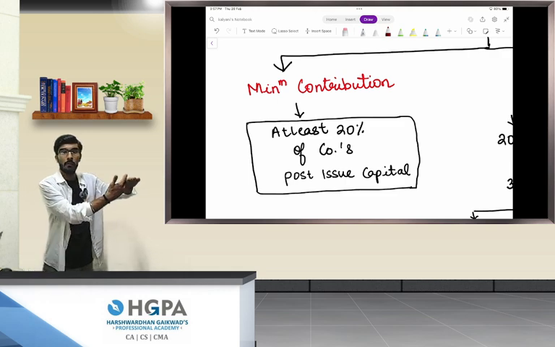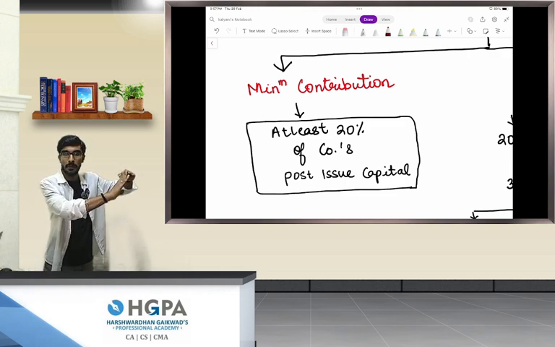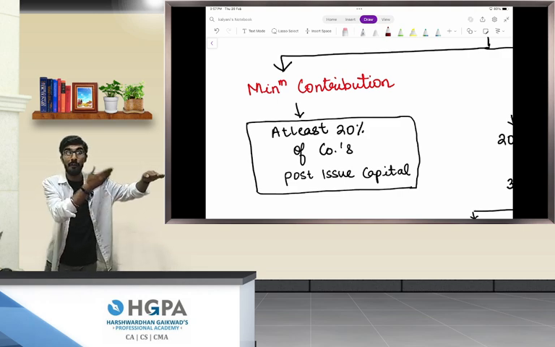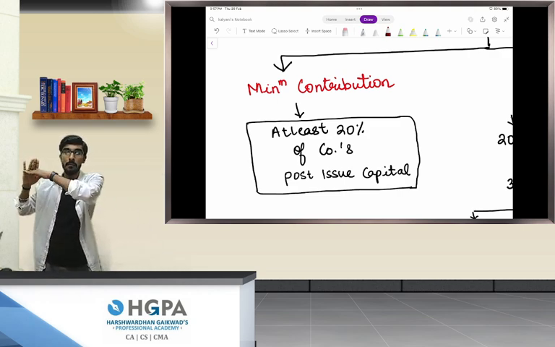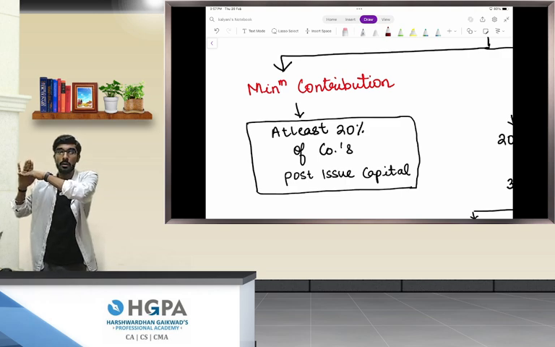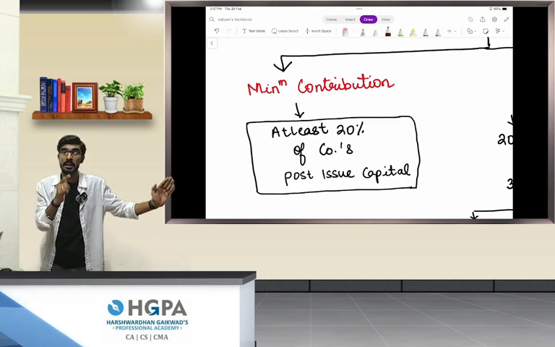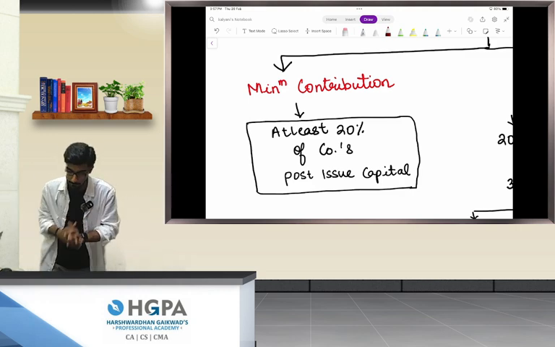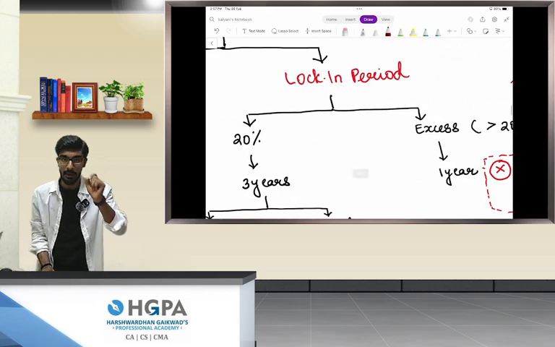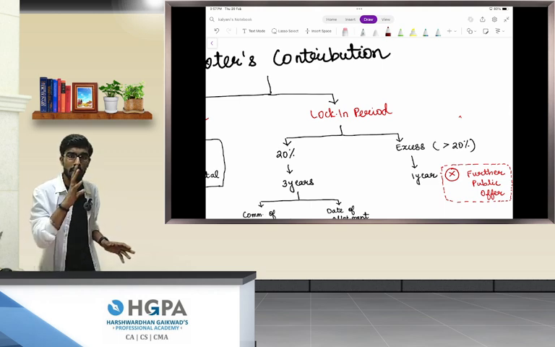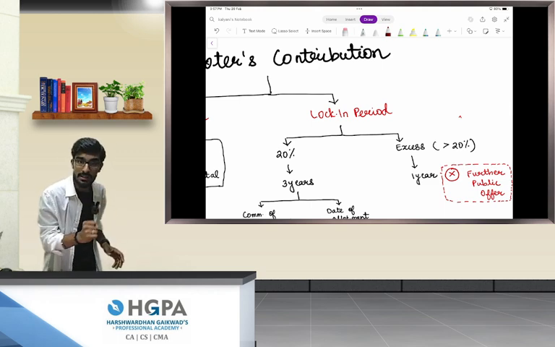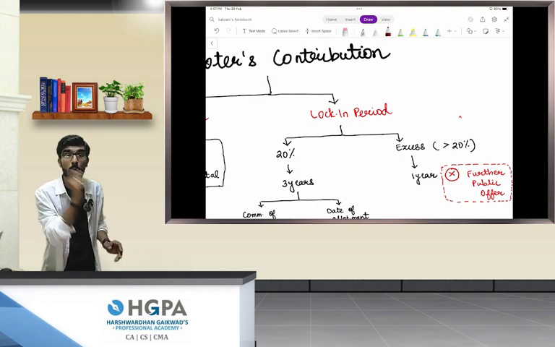Pre-IPO, total capital was 100 CR. Promoter was holding 20%, 20 CR, no problem. After the IPO, the total capital became 200 crores. 200 crores, 20% is 40 crore rupees. Promoters had contributed 20 CR. Now the requirement is 40 CR. So additional 20 CR he has to contribute. This is what the rule is saying. Clear? Now that is the lock-in period. Lock-in period means the promoter has invested an additional 20 CR in the company. He cannot withdraw that money.